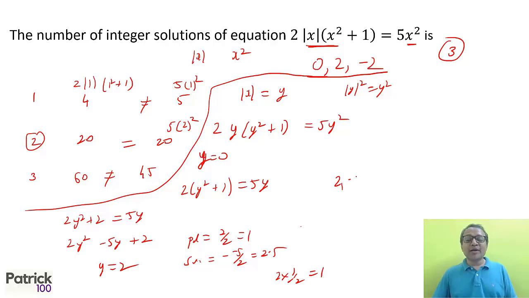So if 2 is a solution, minus 2 also will be a solution. So automatically we already have y as 0, 2 and minus 2. So automatically 3 values. So 3 will be the answer. Because mod x is y, and 2 is there, x can be minus 2 also. So 3 values will satisfy.